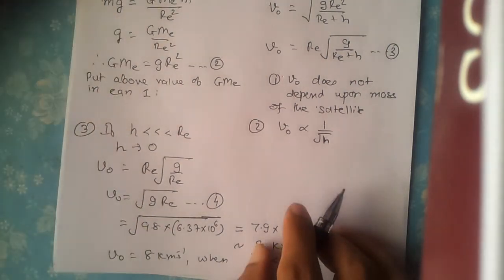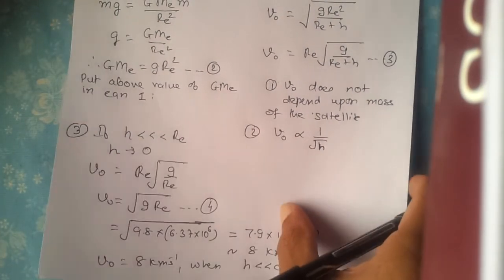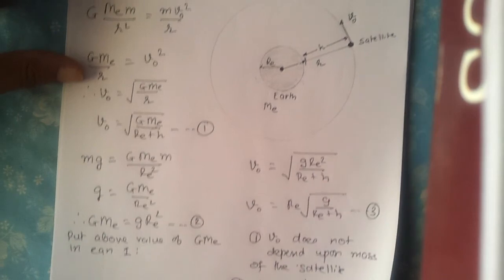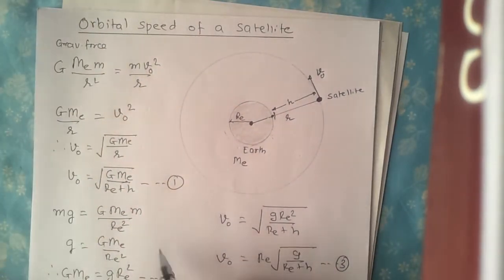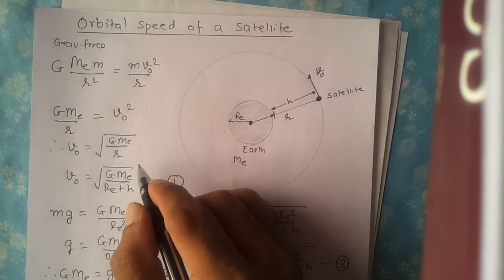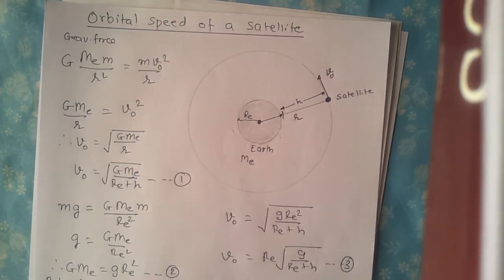With this, we complete our discussion on the orbital speed of the satellite, and in the next video, which is a continuation of this topic, I will look at the period of revolution of a satellite around the Earth. Thank you.